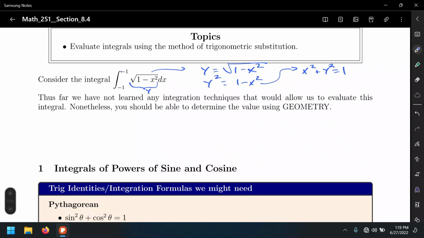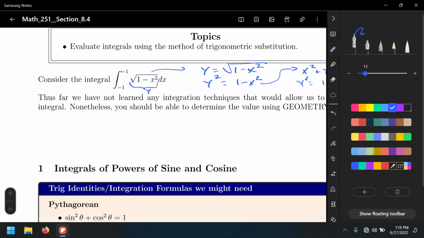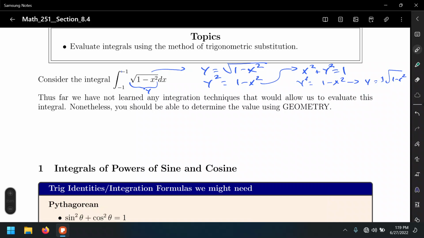However, be careful, because we don't want the area of the whole circle, because this integral right here only has the positive part of this radical. Again, if we go back and solve for y, y equals plus or minus the square root of 1 minus x squared. So technically we have the plus or minus, which represent the upper semicircle and the lower semicircle. But from the original problem, we only want the upper semicircle.